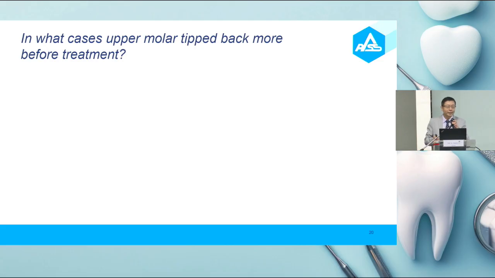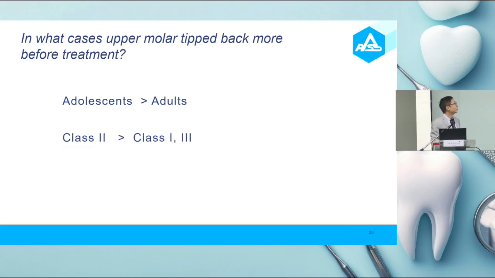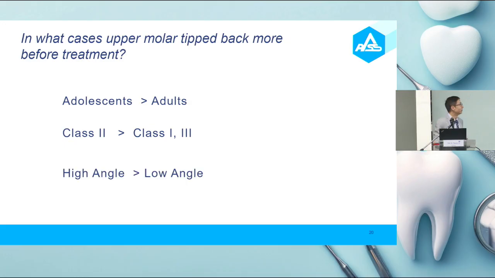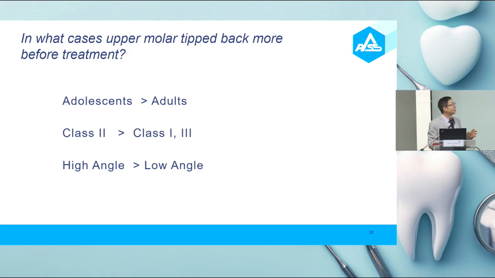So in what cases is the upper molar tipped back more before treatment? From the study above, we now know the upper molar is tipped back more in adolescents than in adults, in class 2 than in class 1 and class 3, and in high angle cases more than in low angle cases. So in those situations, the molar is tipped back more.